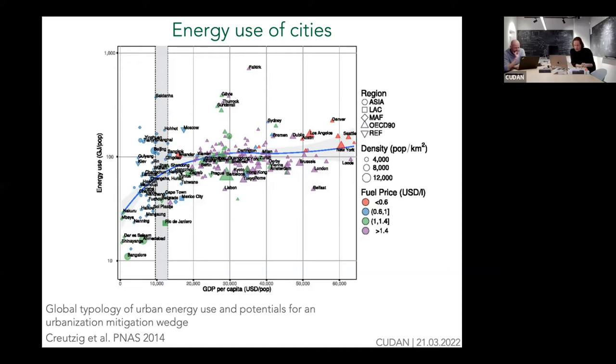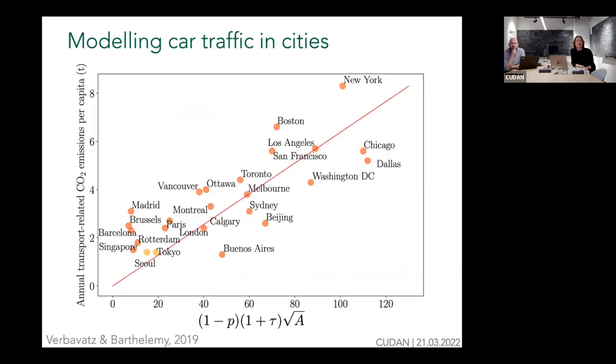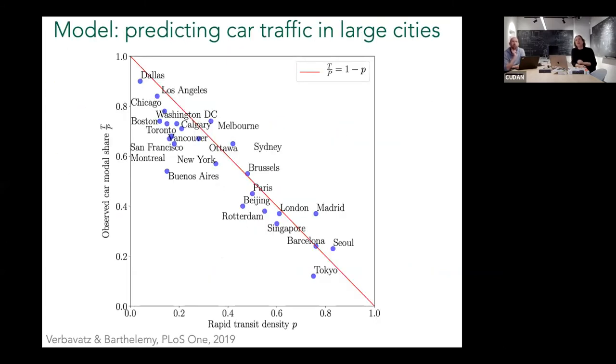Could you please go back to the observed car modal share versus rapid transport plot? This one? Yes, this one. I think it's a great example where you use the plot to underscore that your prediction holds. And as a qualitative researcher who has been in some of these places and lived in some of them, what I find really curious is, if you look to the upper right, Dallas, LA, Chicago, Boston, they're all to the left of your prediction, which means that there is something going on which may be systematic.